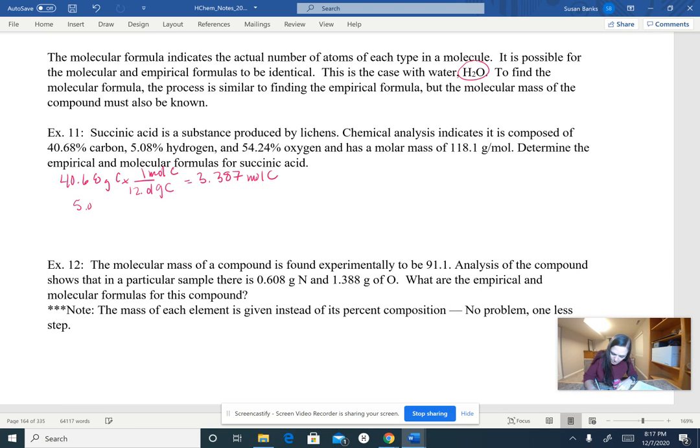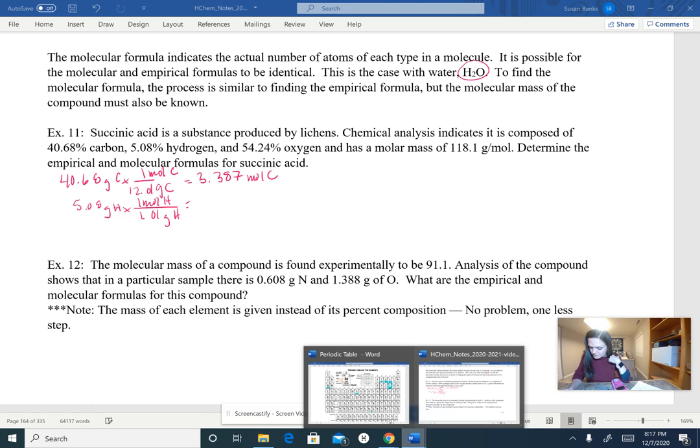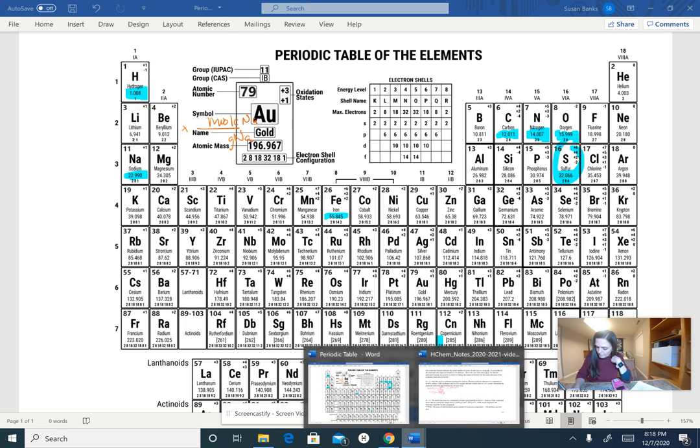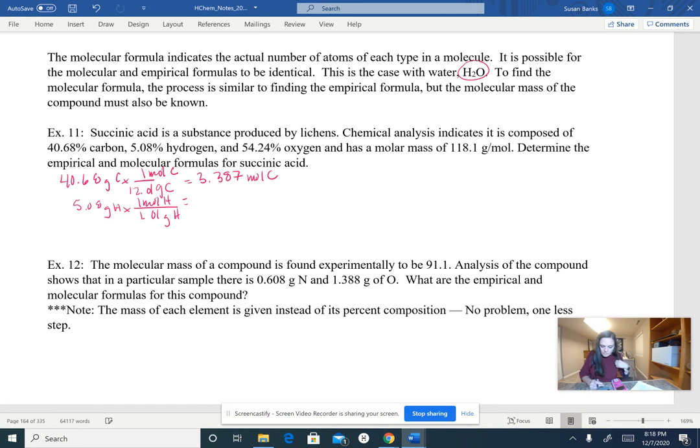Okay, now I'm going to do the same thing with hydrogen. So I have 5.08 grams of hydrogen. And in 1 mole of hydrogen, I have 1.01 grams of hydrogen. Now I just have that memorized. I should probably show you where I pulled that off the periodic table. 1.008 will simplify to 1.01. So 5.08 divided by 1.01 gives me 5.029 moles of hydrogen.